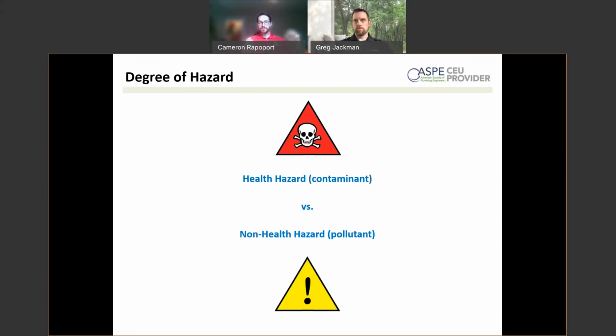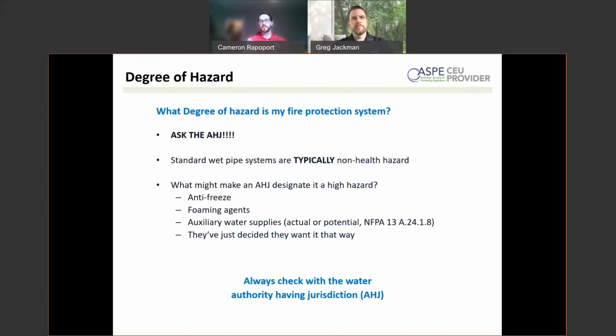A contaminant, which would result in a health hazard, is any substance which, if introduced to the potable drinking water system, will constitute a direct threat to life or health. So these are typically chemicals. They could be caustics. It could be raw water, some untreated water, which could potentially contain bacteria or some sort of disease. So this is going to be really important in backflow selection. So the big question is, what degree of hazard is my fire protection system?